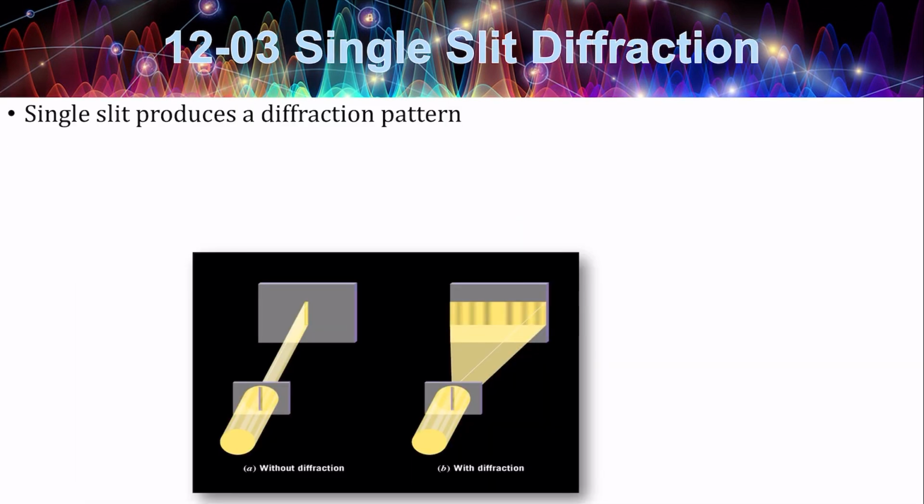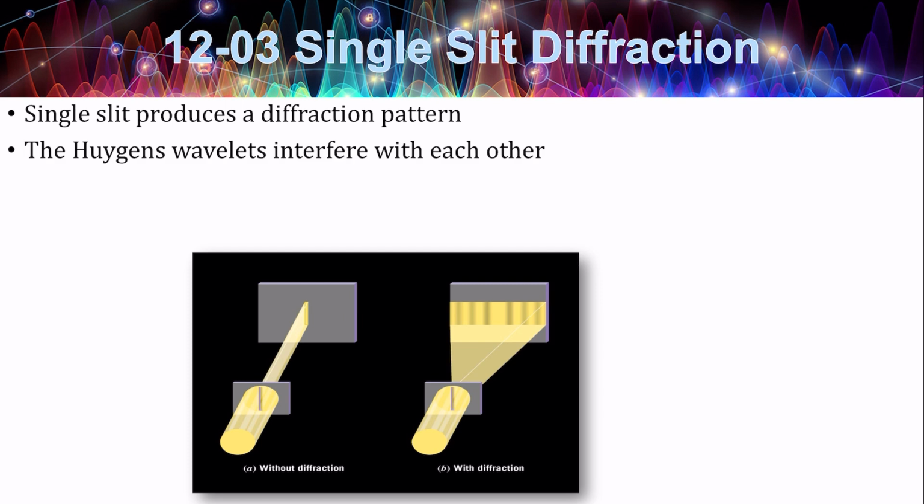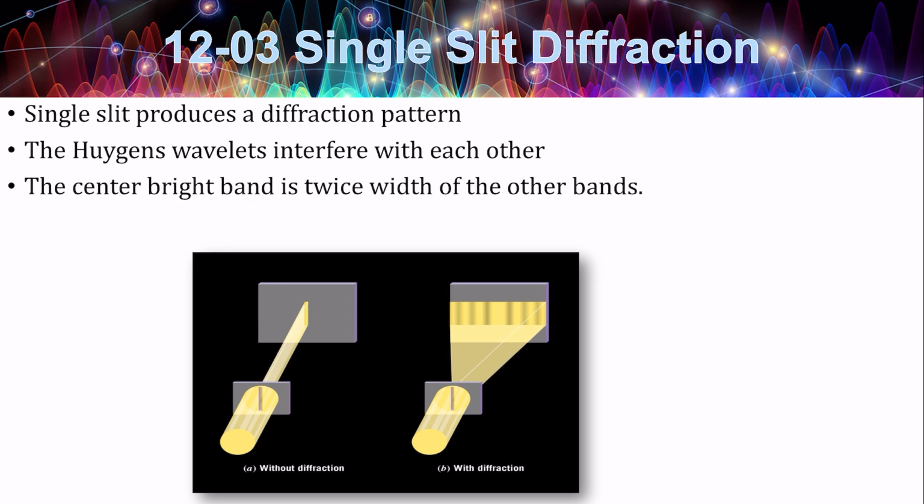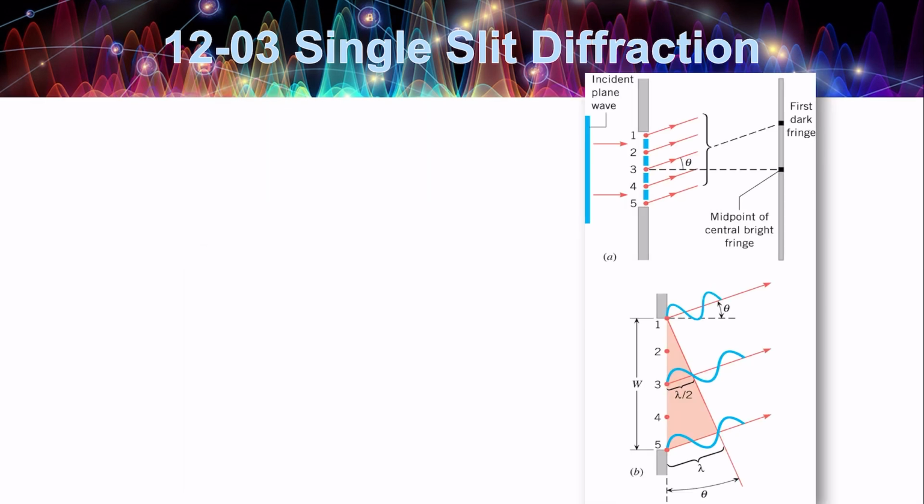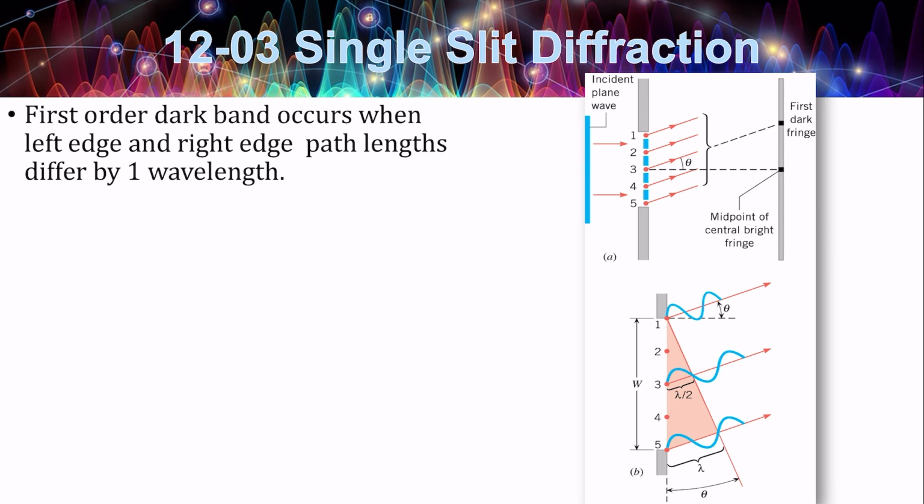A single slit will produce a diffraction pattern with light. The Huygens wavelets interfere with each other. But what happens with single slit diffraction compared to double slit or multiple slit diffraction is that the center bright band is twice the width of the other bands. So now instead of measuring where the bright spots are, we're going to measure where the dark spots are.